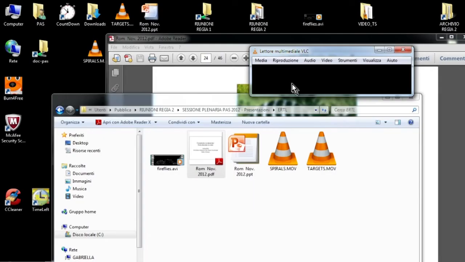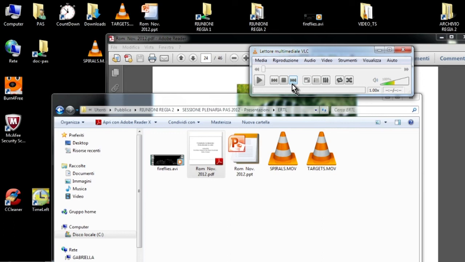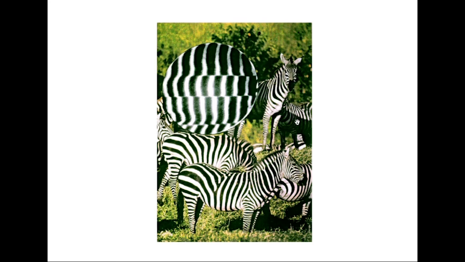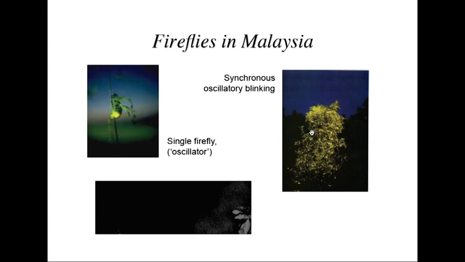These are fireflies in Malaysia. They communicate through light, and this is almost instantaneous. So they are blinking periodically, and their whole colonies blink at the same time. So this is a single firefly. They are living in colonies, and if they are blinking together, we get whole colonies blinking synchronously.